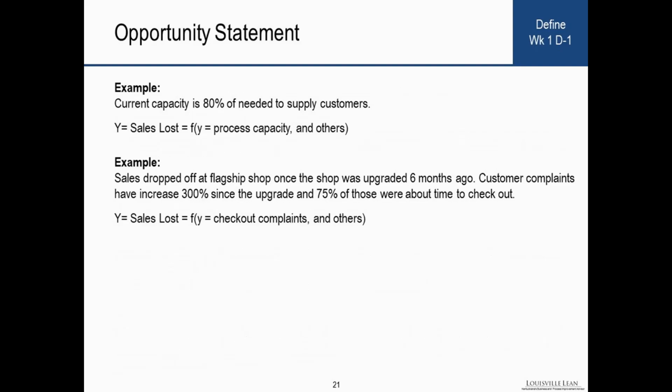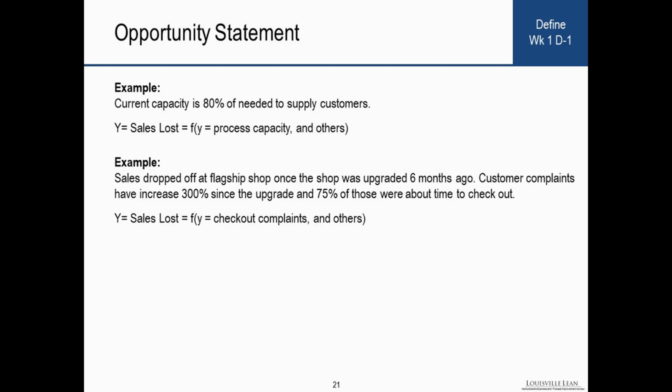And the last one, again, sales are off, but it's at a flagship shop. We've got more detail. The shop was upgraded 6 months ago. Customer complaints have increased 300% since the upgrade, and 75% of those were about time to check out. So now our big Y is sales loss, little y is checkout complaints. Now, again, in the other one we said training. I don't like to put training on because training is so specific. Now, it may be that there's a lack of knowledge, in which case training is the solution.